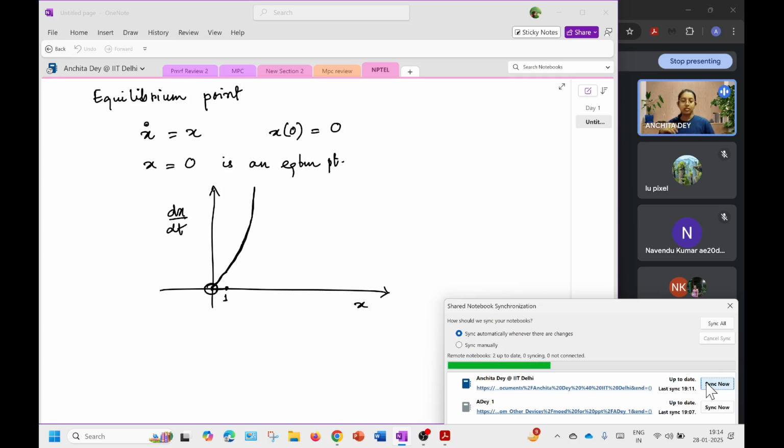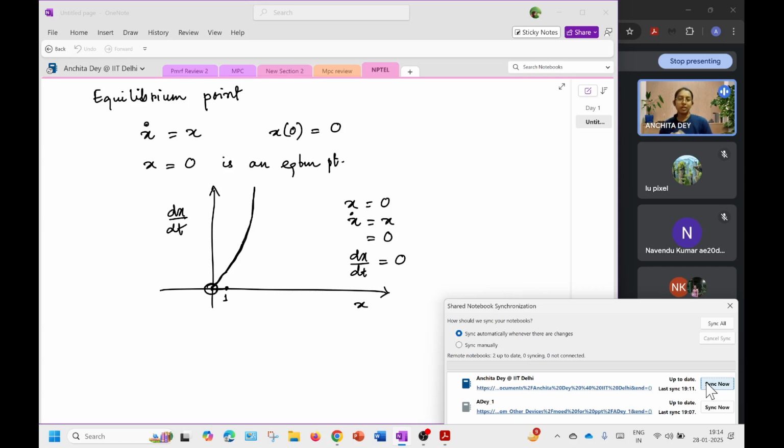Now when we discuss Lyapunov stability, by Lyapunov stability we always refer to the stability of an equilibrium point and not of a whole system. You can't say the system is stable, it makes no sense. You have to say that this equilibrium point is stable.